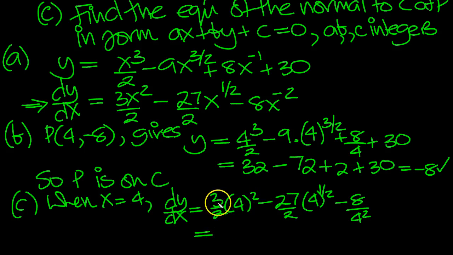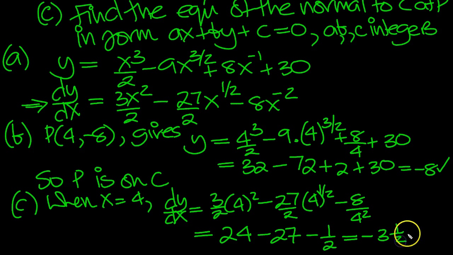16 over 2 is 8, and 3 eighths are 24. This is a 2, 4 to the half is 2, the 2s cancel to leave minus 27. And then we've got 8 over 16, which is minus 8, is minus 1 over 2. So we end up with 24 minus 27.5, which is minus 3.5, which equals minus 7 over 2. That's the gradient of the tangent. We want the gradient of the normal, don't we?